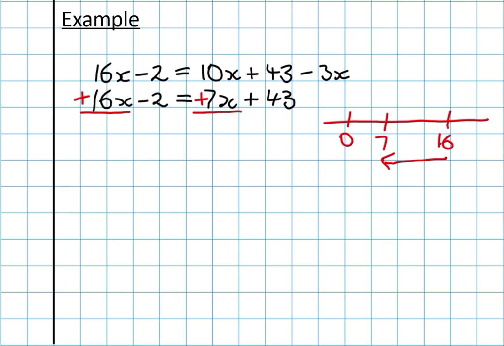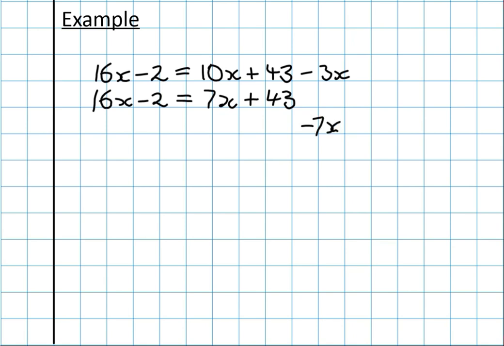So that focuses my attention on the term positive 7x, and I'm going to get rid of the positive 7x term by taking away 7x. Now if I take away 7x on the right hand side of my equation, I must also take away 7x on the left hand side of my equation. So on the left hand side, 16x minus 7x is 9x, and the negative 2 is unaffected. And on the right hand side, 7x plus 43 take away 7x leaves just the 43.